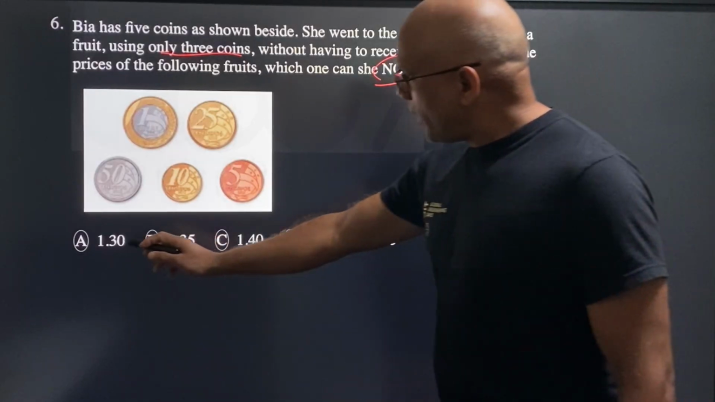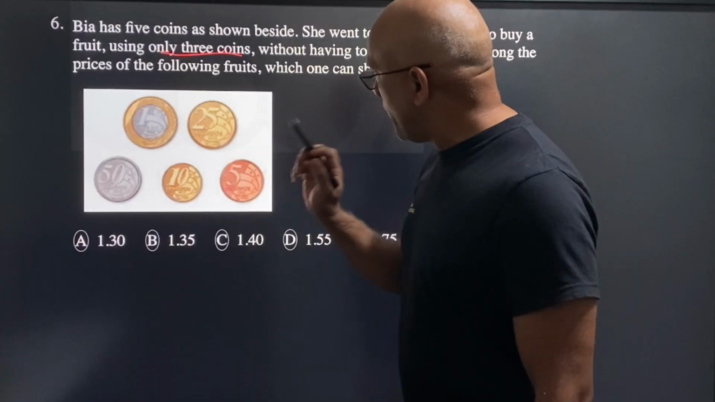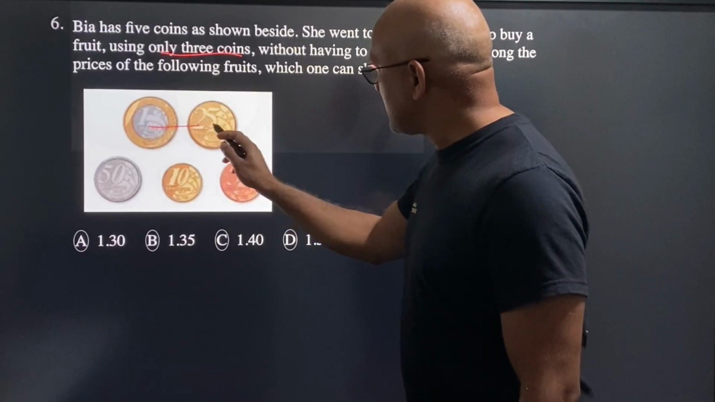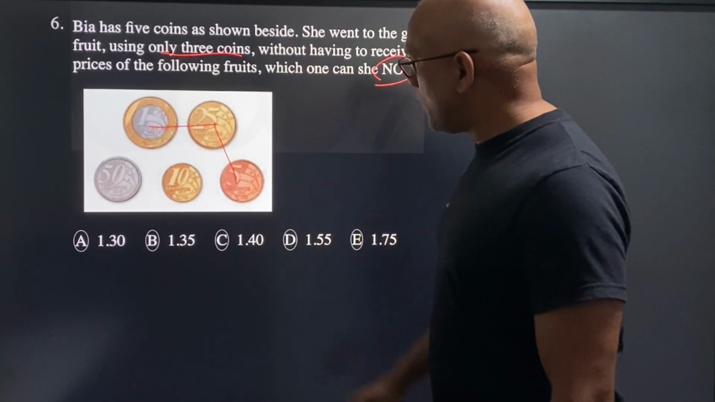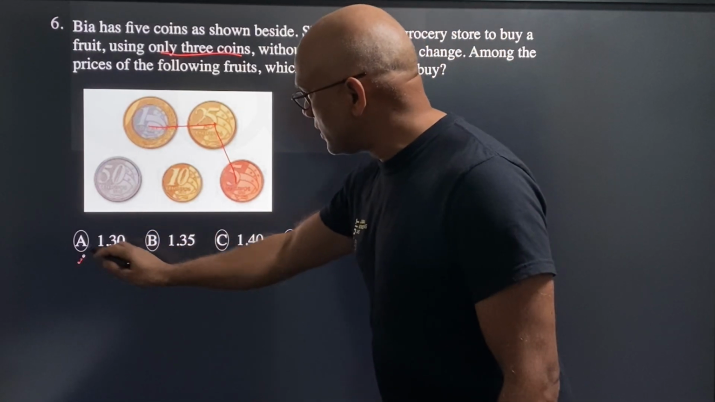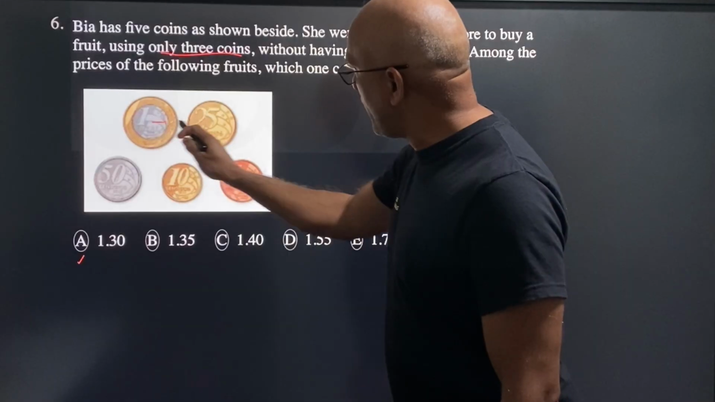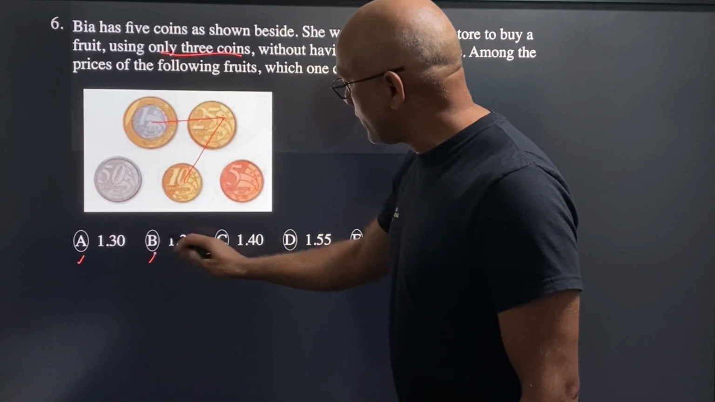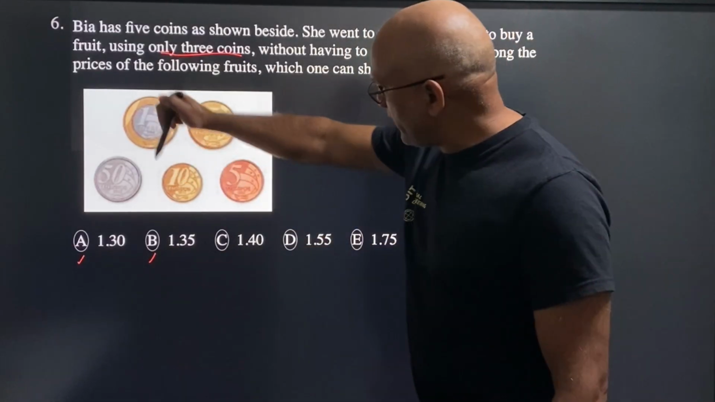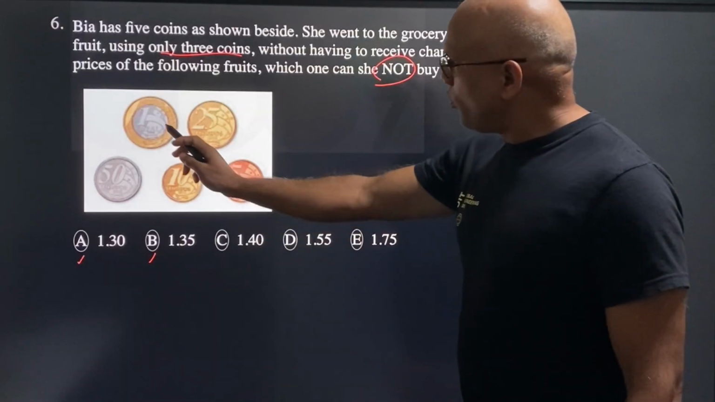Okay, $1.30. So I can see that I can take this, this and this. So this is $1.30. I can make this. So this is fine. $1.35. I can take this 1, 25 and 10. So I can also buy this. So that's fine.